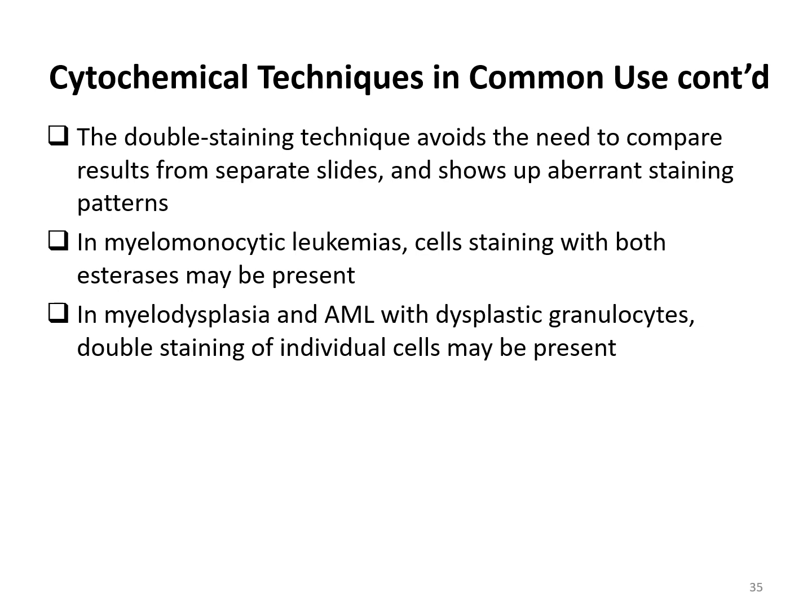So in myelomonocytic leukemia, cells are stained with both esterases. Okay, in myelodysplasia and AML, acute myeloid leukemia, with dysplastic granulocytes, double staining of cells may be present. So you will find both the brown and the blue granules for these two different conditions.